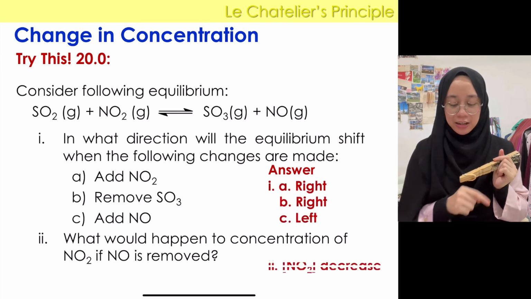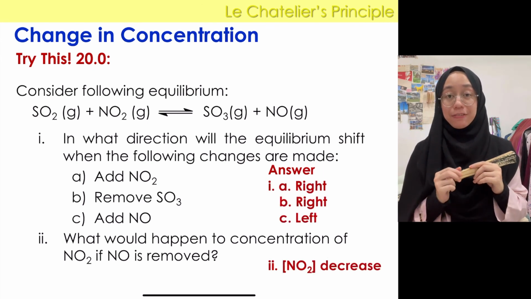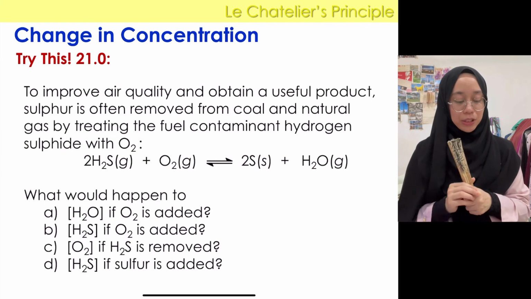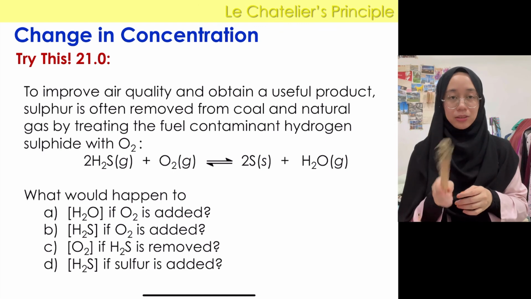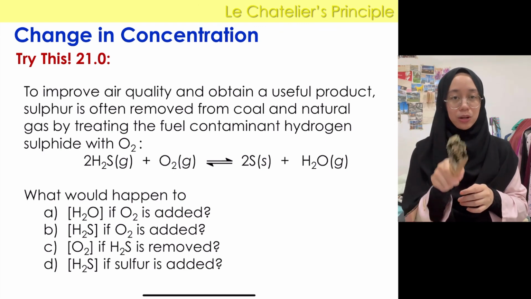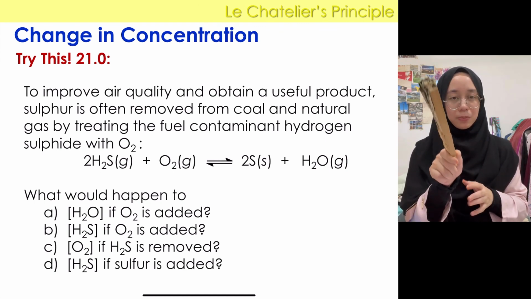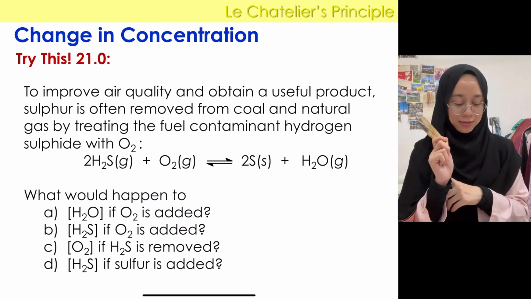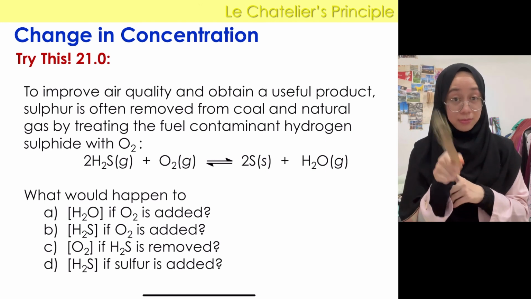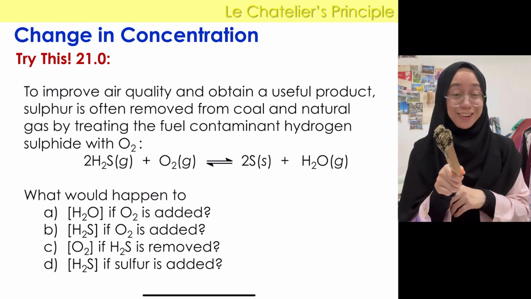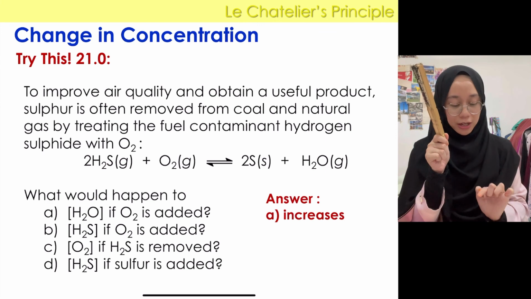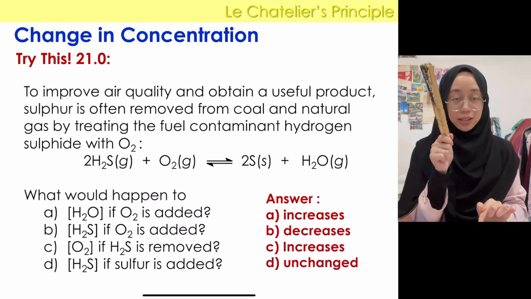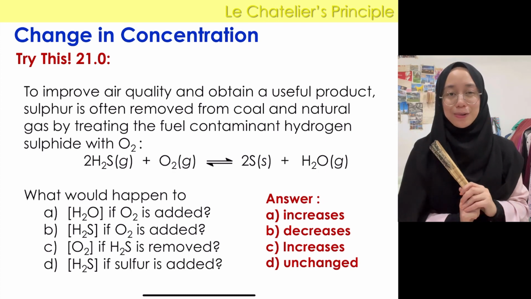Okay, I will explain this in the class later on if you don't understand, but hopefully you understand why the answer is like this. Okay, and then try the Try This 21 as well. Give it a try first, pause the video. After you have paused and answered all the questions, only then do you proceed. Okay, Miss hopes you paused earlier. So now we continue. The answer for our Try This 21: A increases, B decreases, C increases, D unchanged. So Miss hopes you can answer this one correctly.